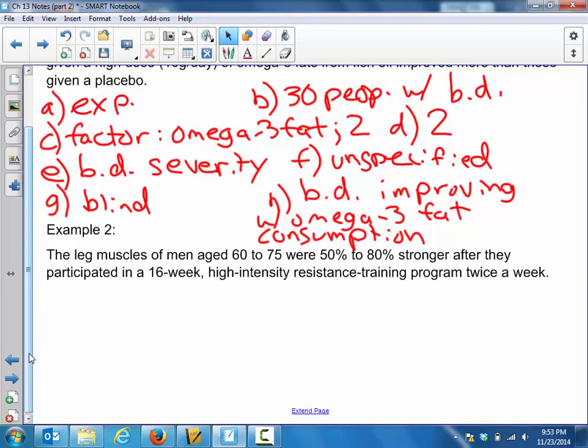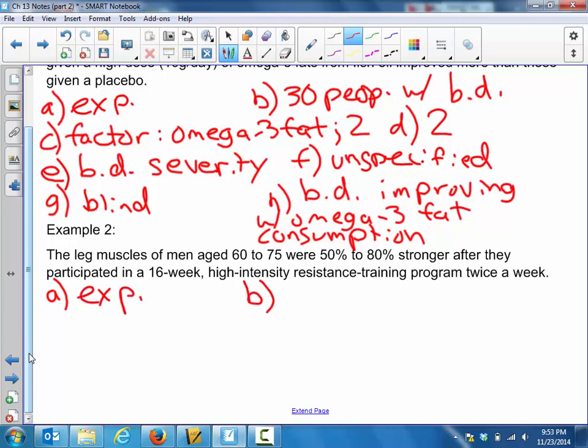The leg muscles of men aged 60 to 75 were 50 to 80% stronger after they participated in a 16-week high-intensity resistance training program twice a week. Okay, so is this an experiment? Is this an observational study? Well, here too, you're changing their environment, so this has to be an experiment. Secondly, who are the people being studied? Well, we know men aged 60 to 75. We don't know how many though.